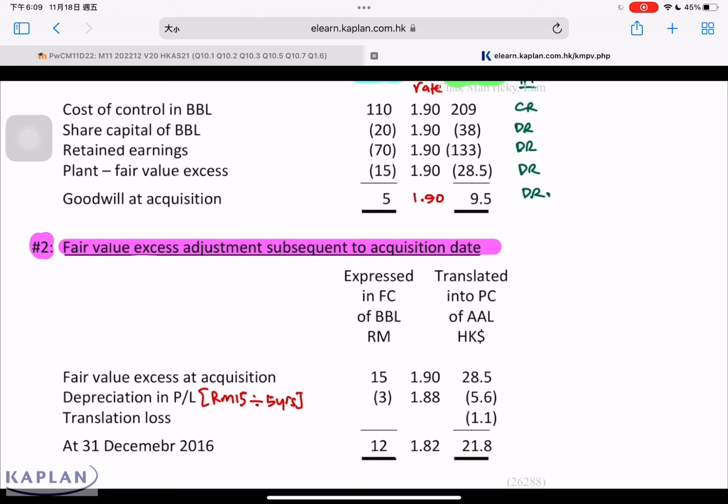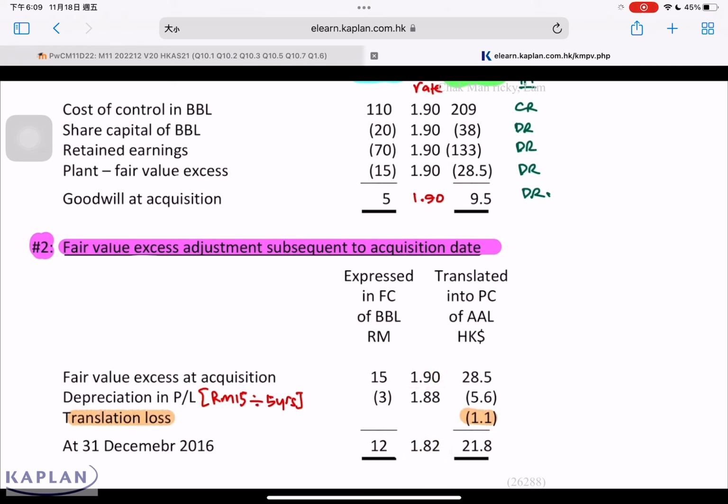This year is a loss, next year may be a gain or loss. This is just a difference. At the start we translate using 1.9, at the year end we translate using 1.82. When it comes to next year, it may be translated based on 2. The differences will be there. Every year we do consolidations. These are differences we do not recognize in P&L. We have a difference of 1.1 translation loss.